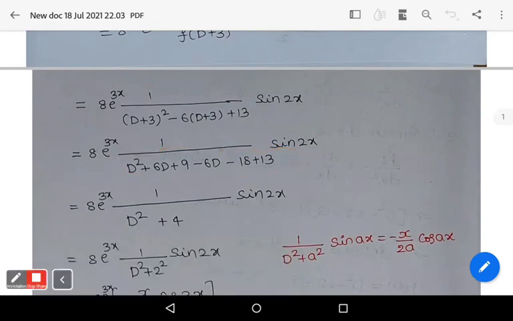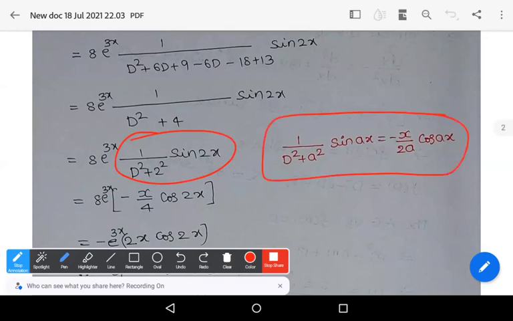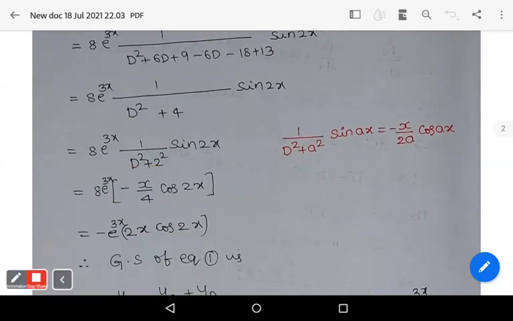Again simplifying, we get 8 into e power 3x, 1 by d square plus 2 square into sine 2x. Again here it is the formula: 1 by d square plus a square into sine ax is equals to minus x by 2a into cos ax. Here instead of a we have 2. Substitute that: 8 e power 3x into minus x by 4 into cos 2x. So this is the final answer.